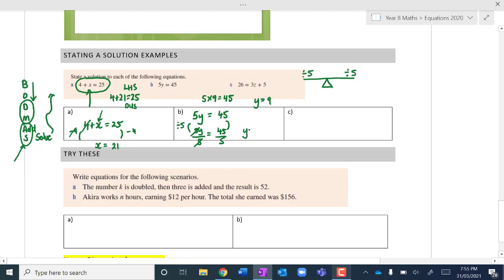Just these simple one-step problems, you can certainly start to think about it in a different way. 45 divided by 5 is 9. So that is another way of doing it. Yes, I give you permission to guess and check, but I hope now that we're moving into year 8, we start to think about some new ways of tackling these.